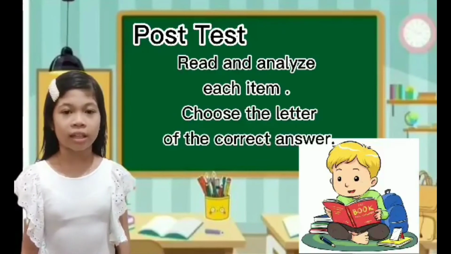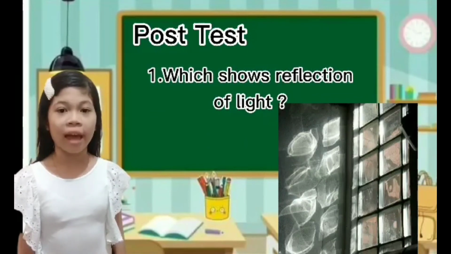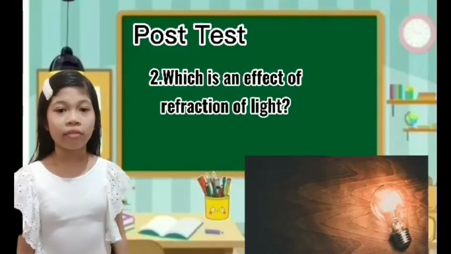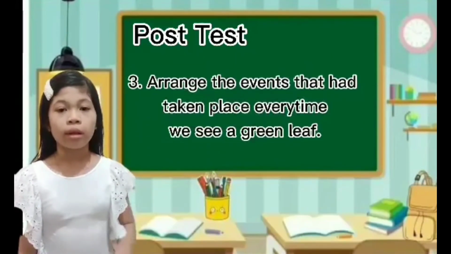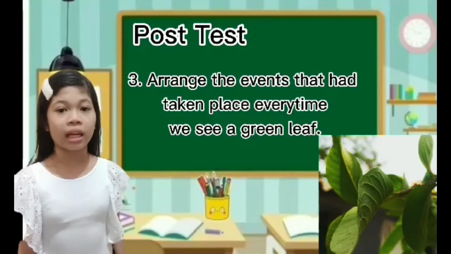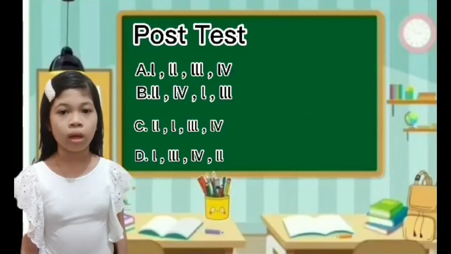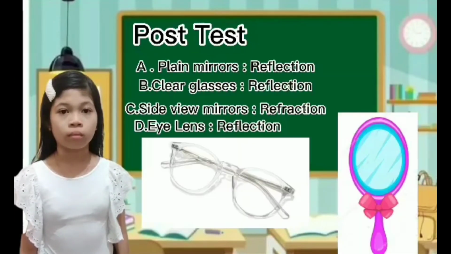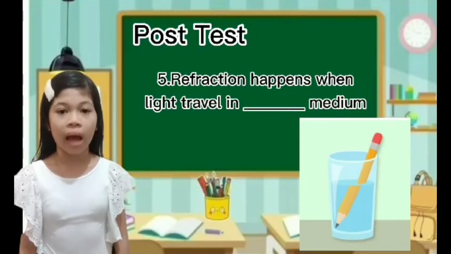Post-test. Read and analyze each item. Choose the letter of the correct answer. Number 1. Which shows reflection of light? Number 2. Which is an effect of refraction of light? Number 3. Arrange the events that had taken place every time we see a green leaf. Number 4. Which word pair illustrates correct concept of reflection and refraction? Number 5. Refraction happens when light travels in blank medium.